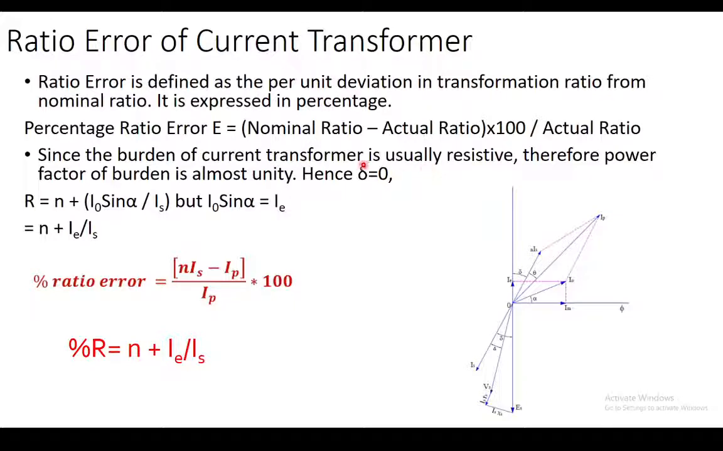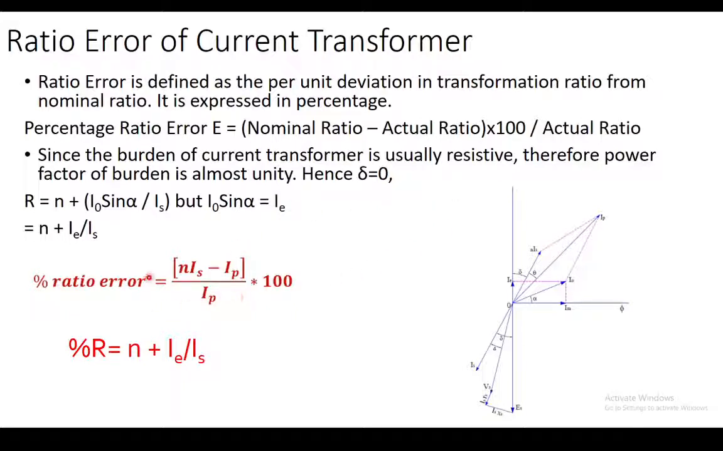So R is equal to N plus I naught, or excitation current, sine alpha, all over IS. But our burden is almost unity, meaning the core loss component is 1, because we will have a transformation ratio of N plus IE all over IS.